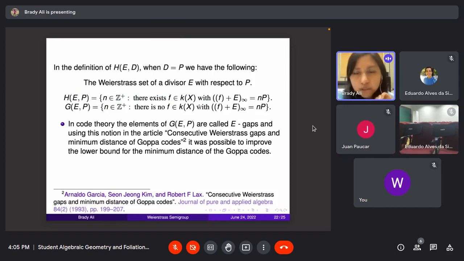And also, it turns out that this set, G_E^P, is known in coding theory, and is called the set of E-gaps. Using this notion, in the article Consecutive Weierstrass Gaps and Minimum Distance of Goppa Codes, they use this definition to improve the lower bound for the minimum distance of the Goppa codes.